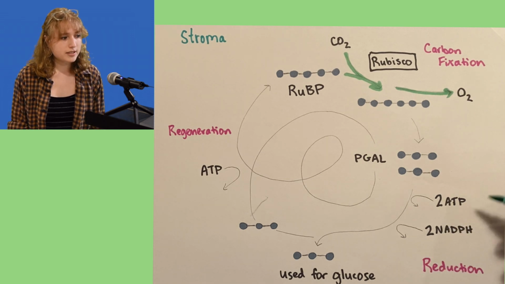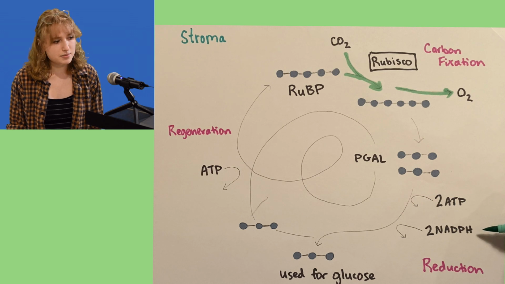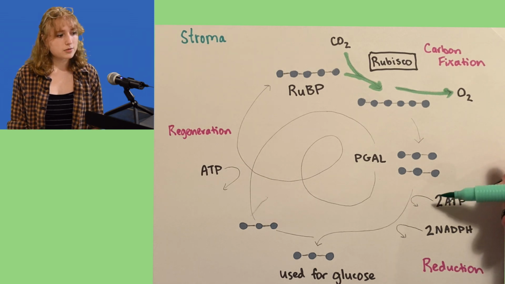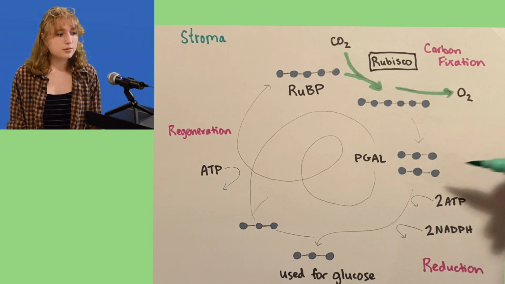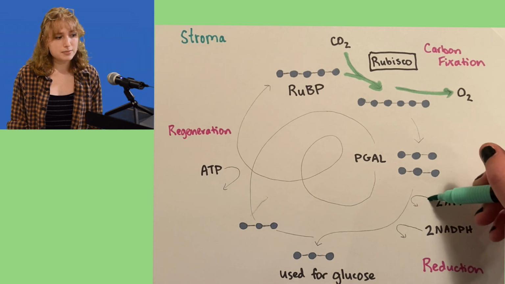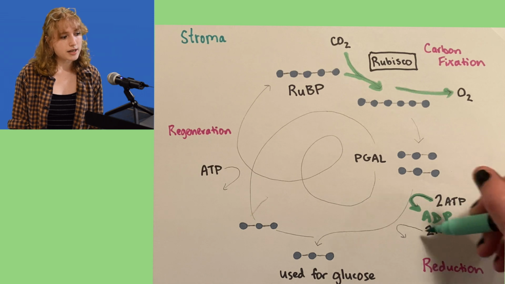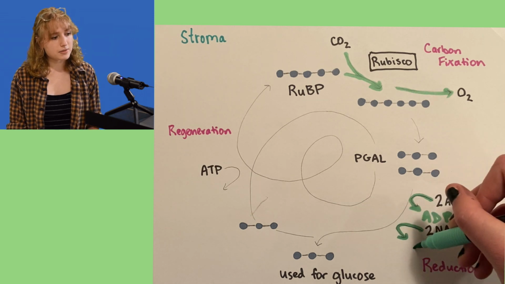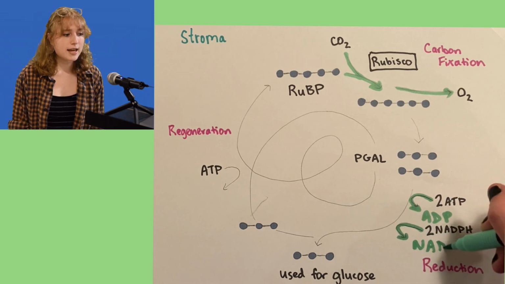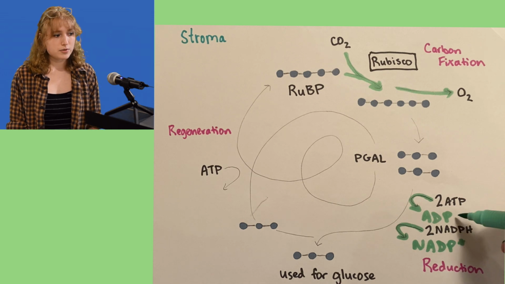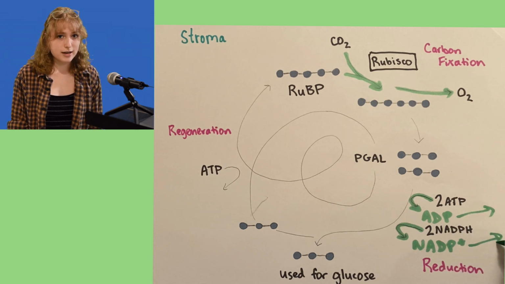This is where we're going to need our trusty ATP and NADPH. The 6-carbon molecule is split into 2 3-carbon molecules, and along come 2 molecules of ATP to give away their phosphates and become ADP, and along come 2 molecules of NADPH, which become NADP+ when they give away their protons. The resulting ADP and NADP+ are then recycled to be used in the light reactions once more.